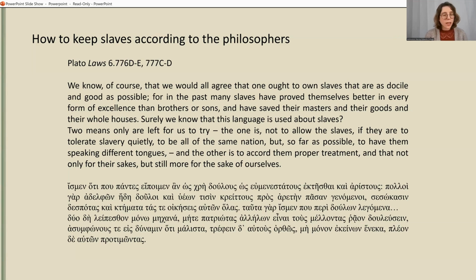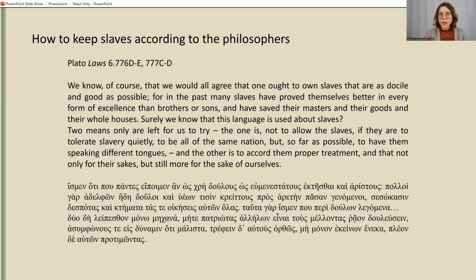Rather, he thinks that they should be integrated. Their loyalty will be to their masters and to their masters' homes. And indeed, he says they'll be better than brothers or sons, right? Their only connection will be to this house, and they will die to defend it.